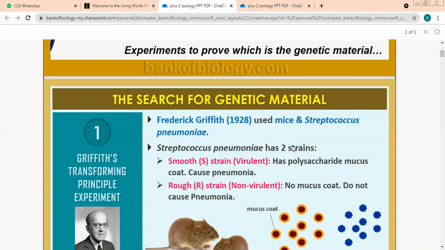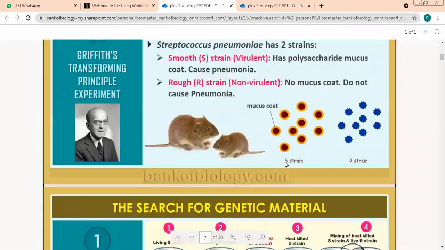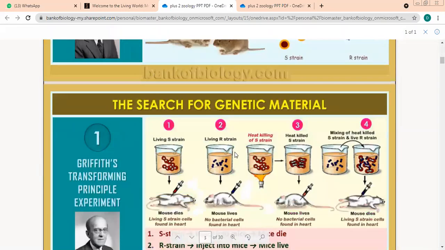Smooth. Yes. So first he took a mice. Which strain did he inject? S strain. Did the mice die? Yes, ma'am. And then he injected the second strain. That was which one? R strain. In this case, did the mice die? No, ma'am. It did not die.